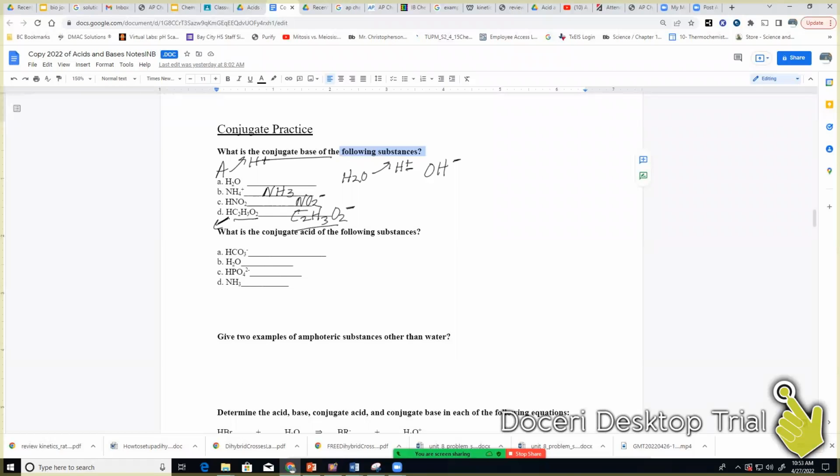Now this, we're going to have a conjugate acid, which means these all are starting as bases. So instead of losing, they're going to gain an H plus. So HCO3 minus. If that is my base, then it's going to gain a hydrogen. And it was -1. I gained something positive. So now it would just be neutral. So H2CO3. Try those last three and see what you can get.